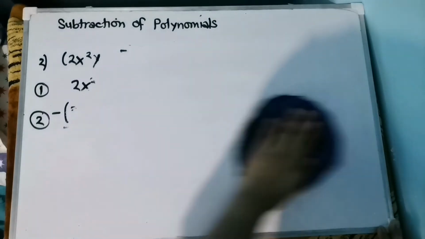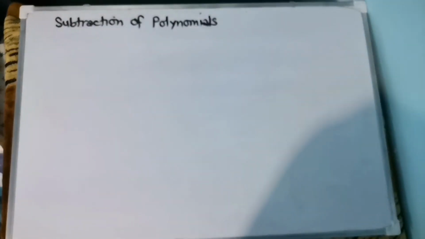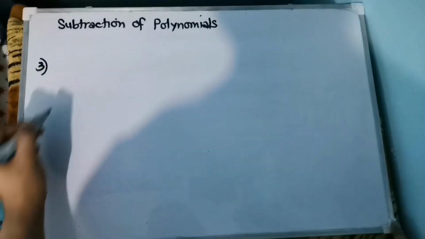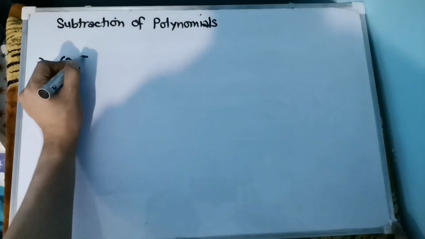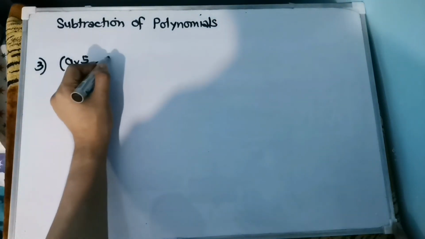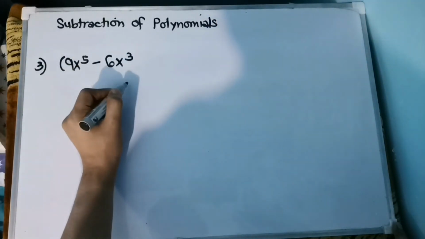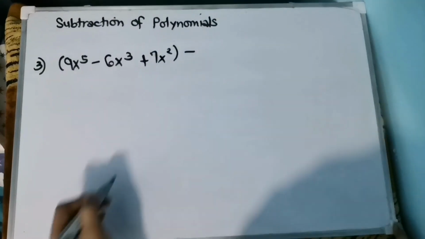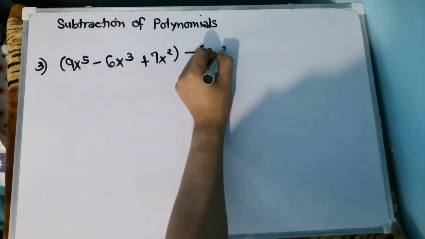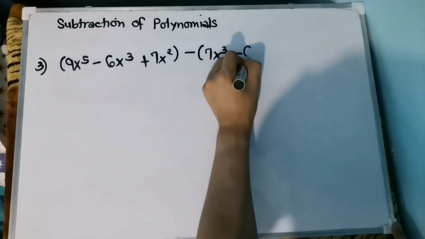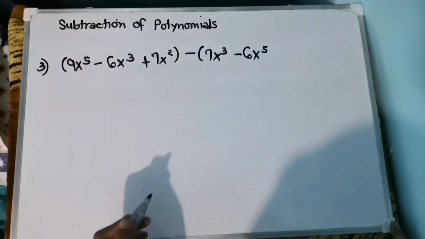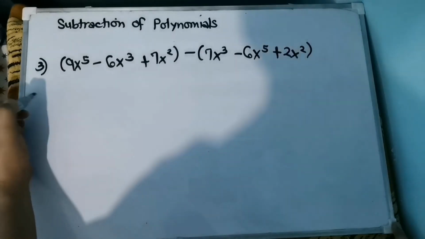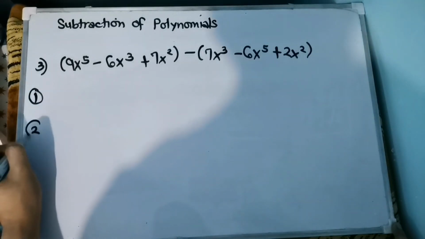So let's have another example. Here is our example 3. 9x to the 5th minus 6x cubed plus 7x squared minus 7x cubed minus 6x to the 5th plus 2x squared. Okay, so this will be our first polynomial and second polynomial.